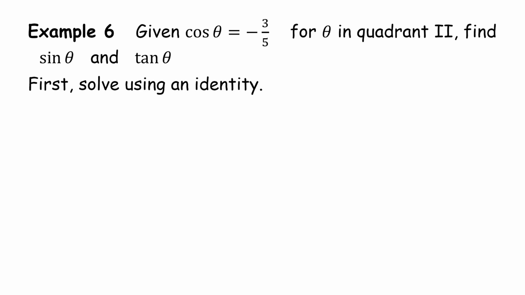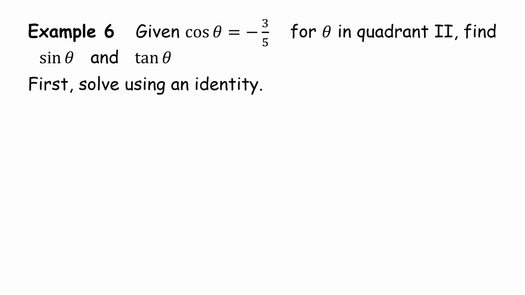Okay, example 6: given cosine theta is equal to negative 3/5 for theta in quadrant 2, find sine theta and tangent theta. First, solve using an identity. First of all, I think in your notes this says quadrant 3, but in the book it says we're in quadrant 2, but we're not going to draw this.